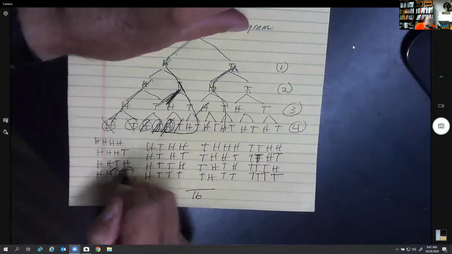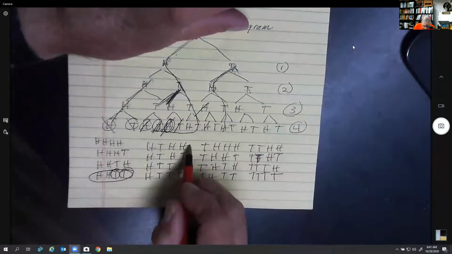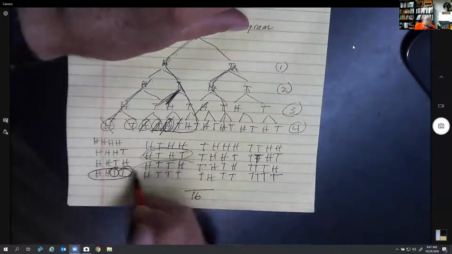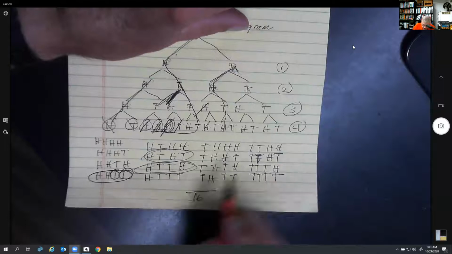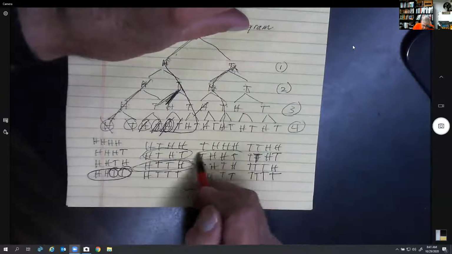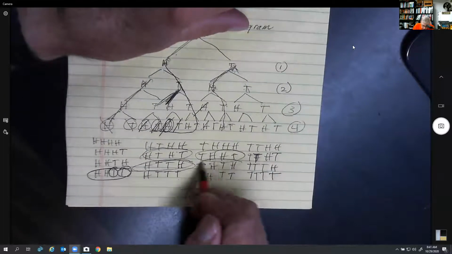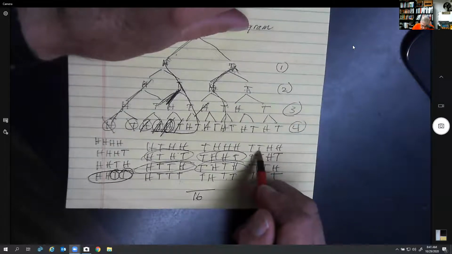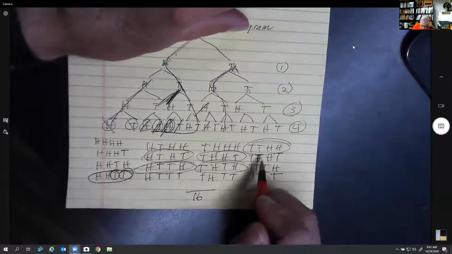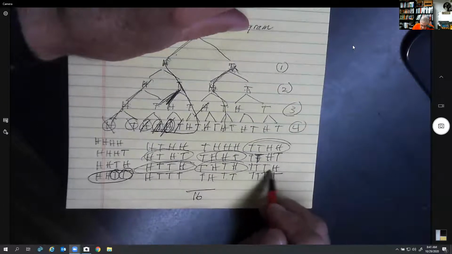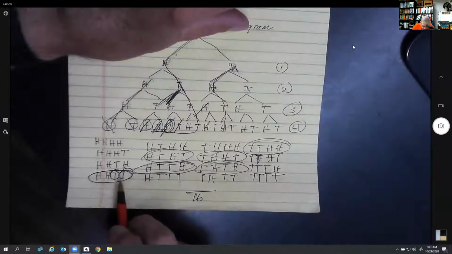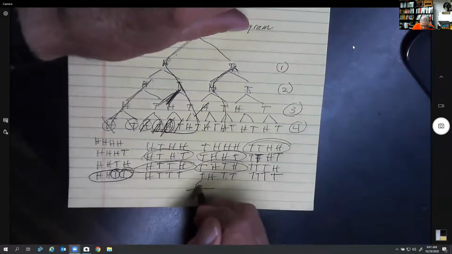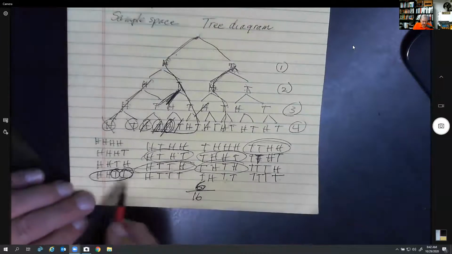Here's one. This one has 2 tails. Here's one that comes up with 2 tails. Here's another one that comes up with 2 tails. This one has 3. Here's one that comes up with 2 tails. Another one with 2 tails. No. And this one, 2 tails. Tail, tail, head, tail. Tail, tail, tail, tail. So it looks like I come up with exactly 1, 2, 3, 4, 5, 6. 6 out of 16 have exactly 2 tails.